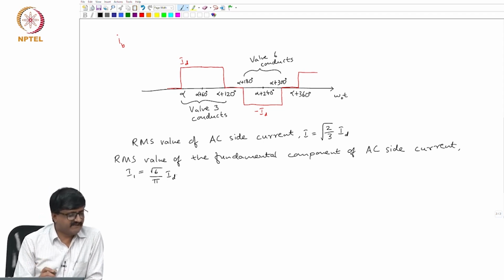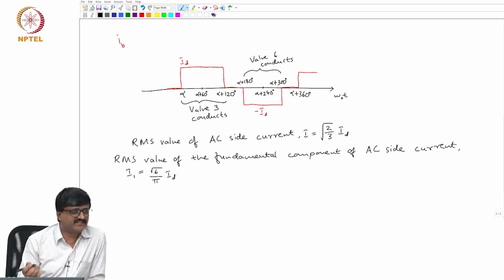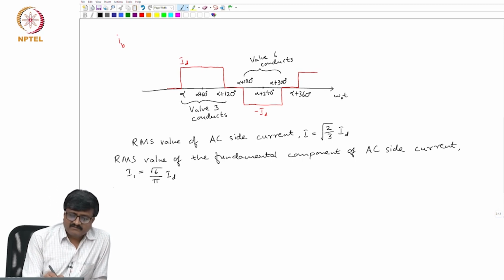So, one has to integrate only for 90 degrees, but since there are durations for which the waveform is 0, you do not even need to integrate for 90 degrees. You have to integrate for what is the duration? Alpha to alpha plus 60 degrees. 60 degrees. Okay. So, that is the RMS value of the fundamental component.